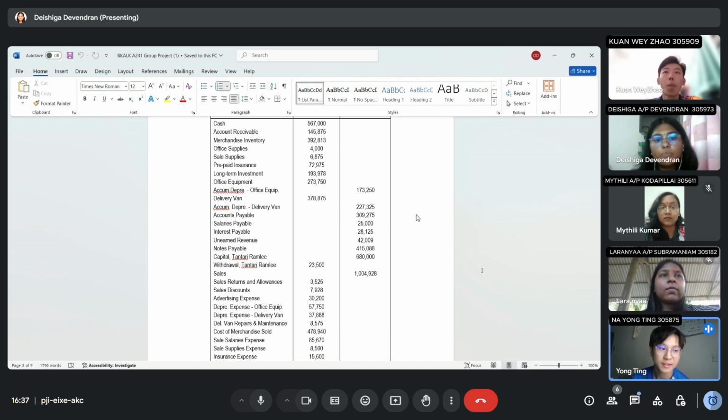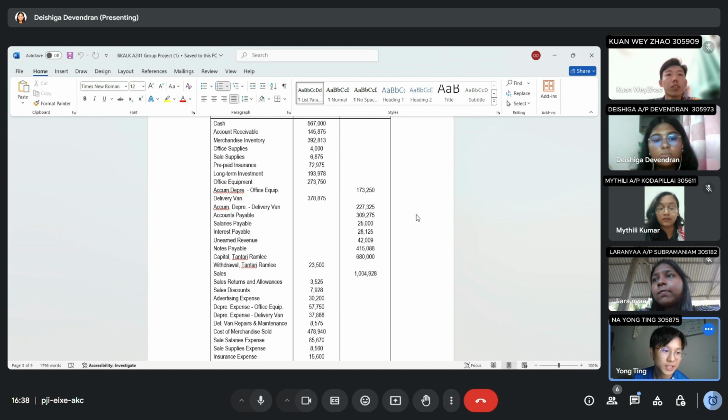So that is the top part done. Next it will be liability. There are actually two types as well: non-current liability and current liability. For the current liability, as we can see on the trial balance, we have accounts receivable, salaries payable, interest payable, and unearned revenue. As for the non-current liability, there's only one, which is notes payable.